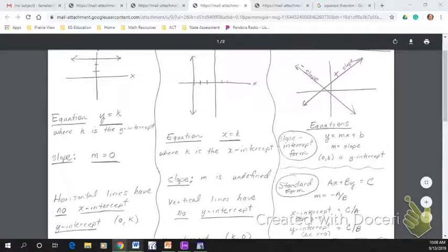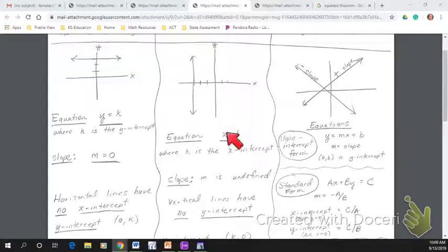So, horizontal lines are always y equals a number. Vertical lines are always x equals a number, wherever it crosses the x-axis. And your diagonal lines, I have 3 different formats listed here. I have slope-intercept form, standard form, and then I think down below that, don't we have point-slope form?